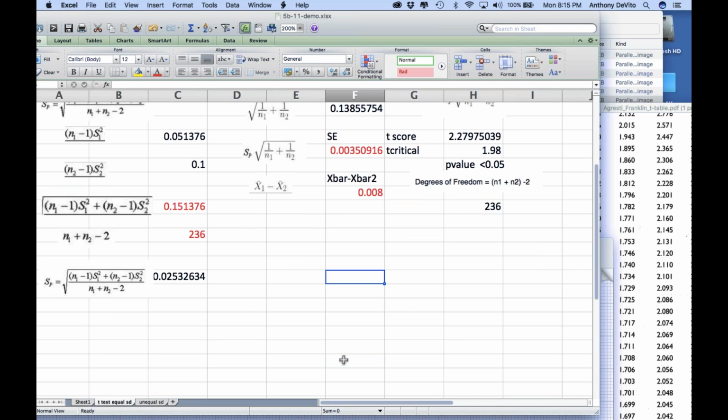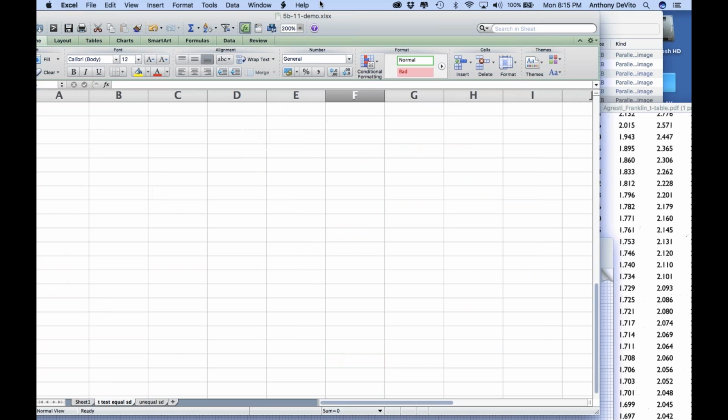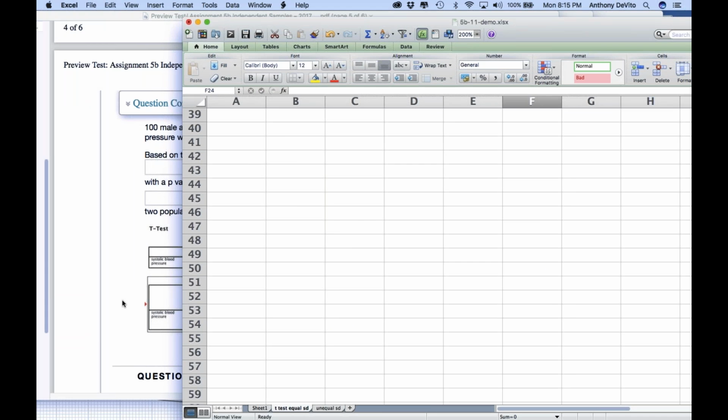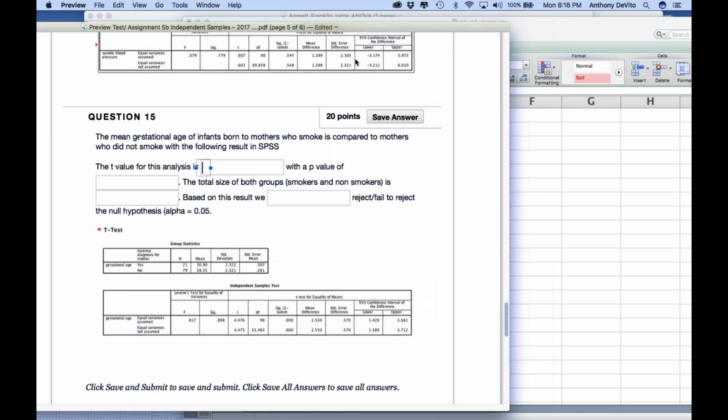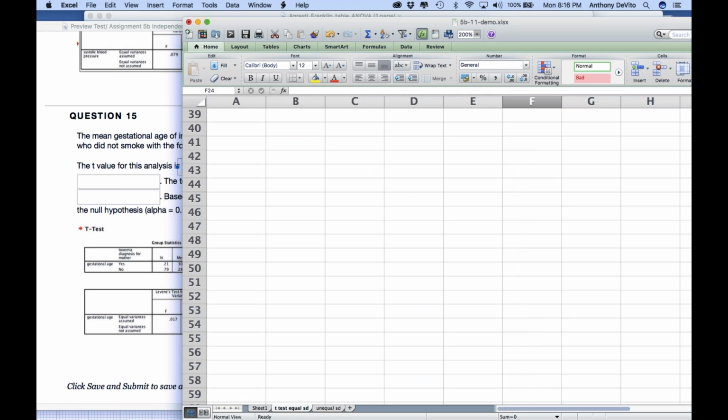Can you go to question 15? I only got one wrong, but I can't figure out which one. It doesn't tell you which one. The mean gestational age of infants born to mothers who smoked compared to mothers who did not smoke resulted in the t-value for this analysis was 2.27. I can't see the t-value.